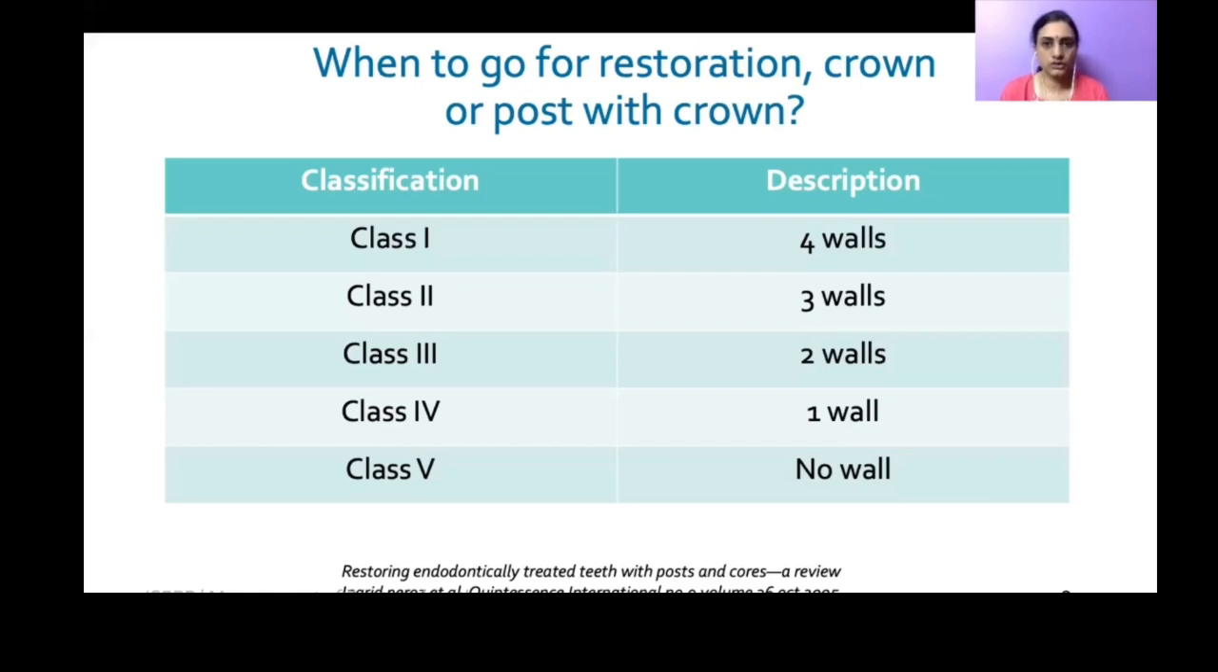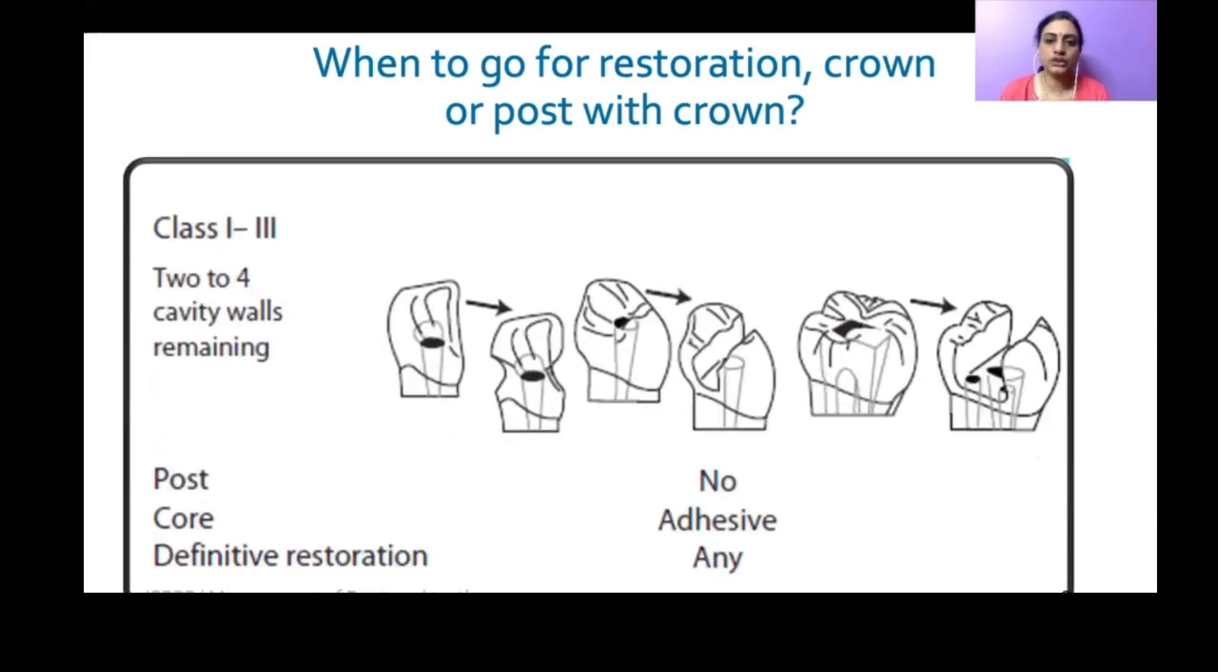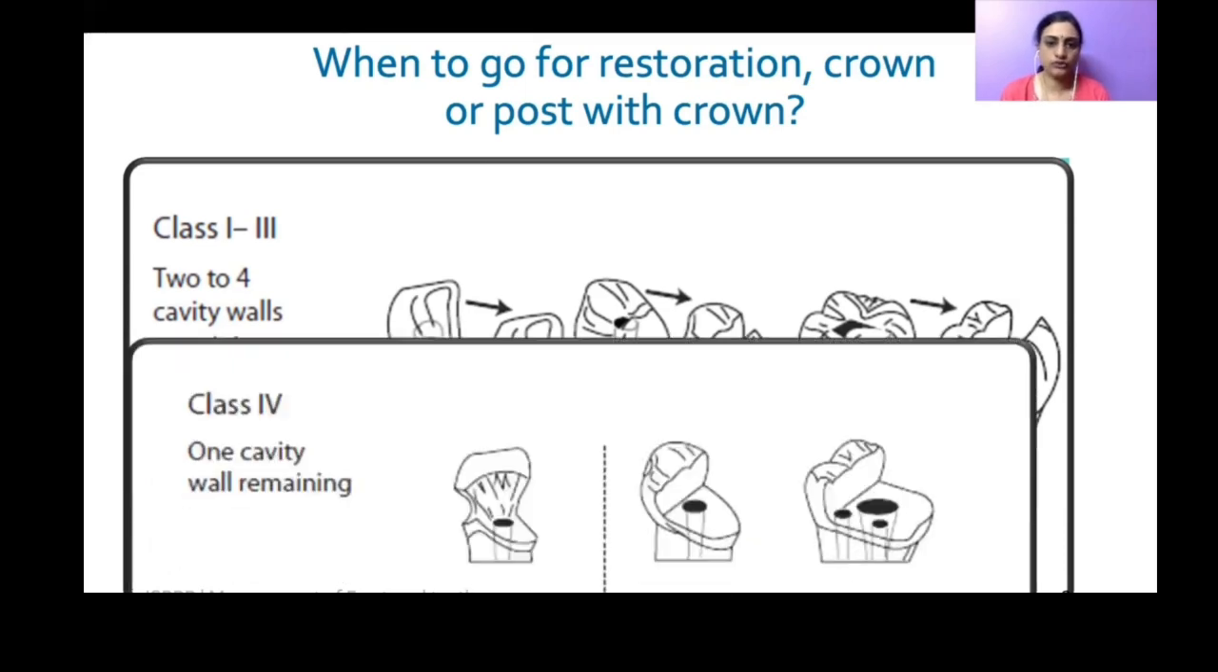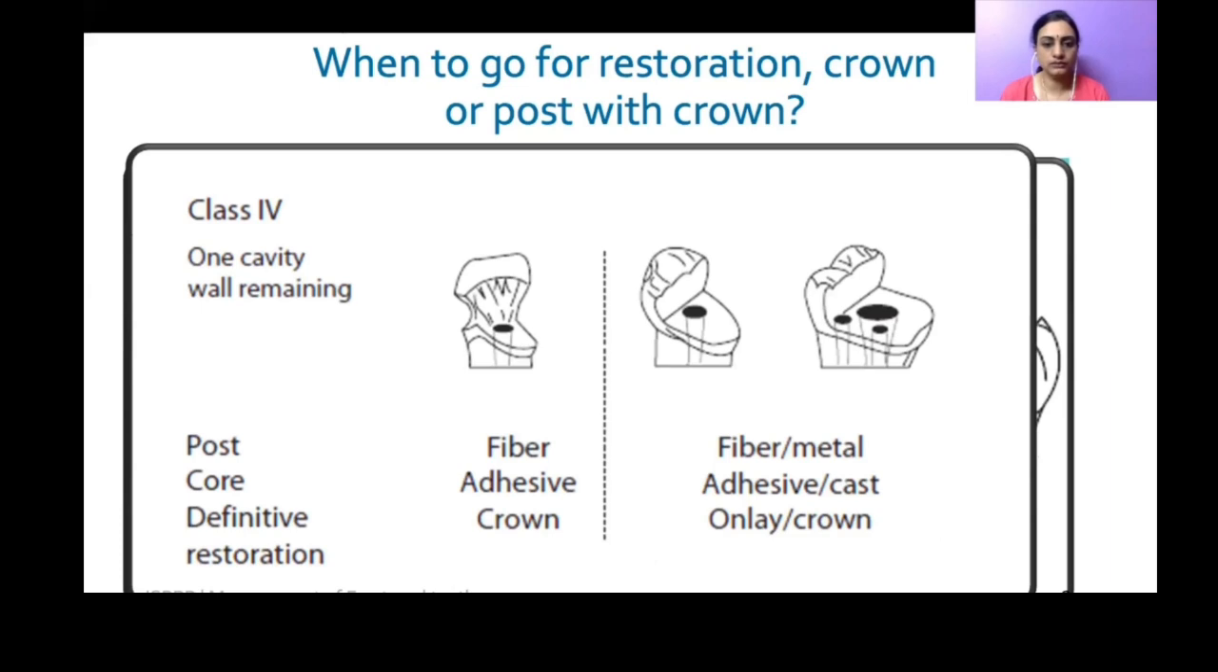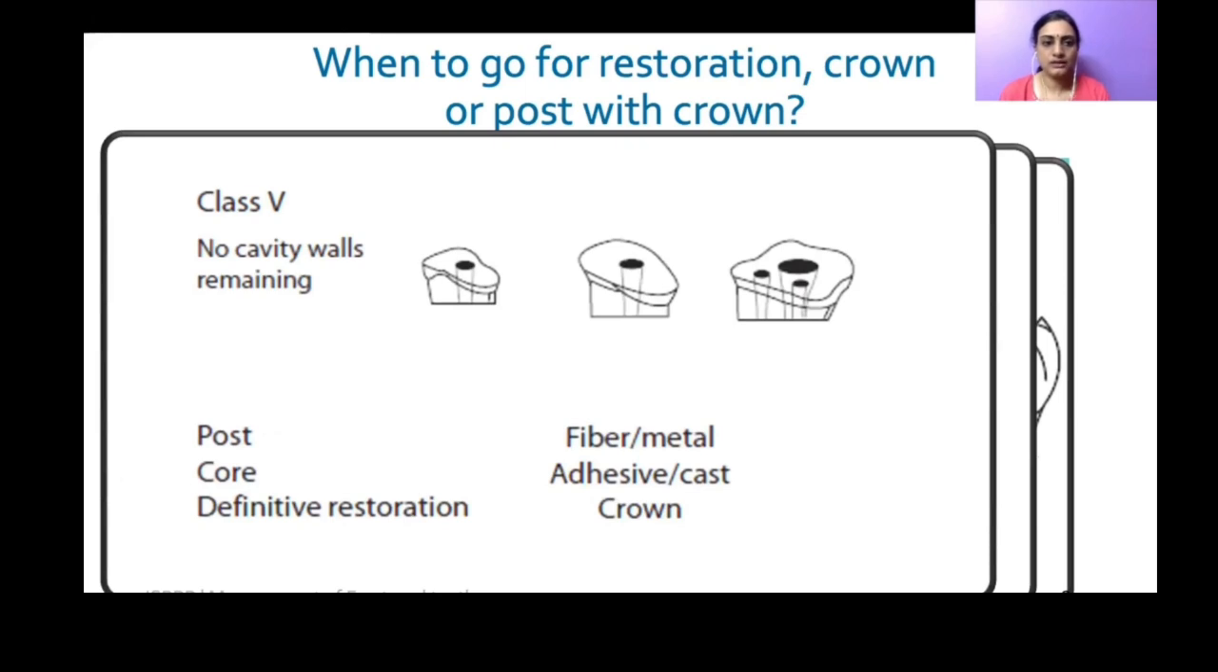Answering the question of when to restore, when to crown, and when to post and crown is the number of walls which remain once you have finished the root canal treatment. If you have 1 to 3 walls remaining, an adhesive restoration is sufficient. If the walls are lesser, only 1, then a fiber or a metal post is indicated along with a crown. Whereas when there are no walls remaining, a custom cast post would be a better indication.